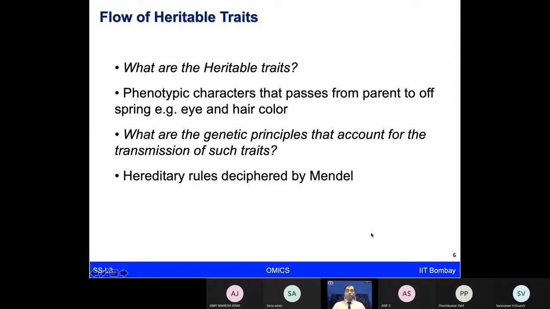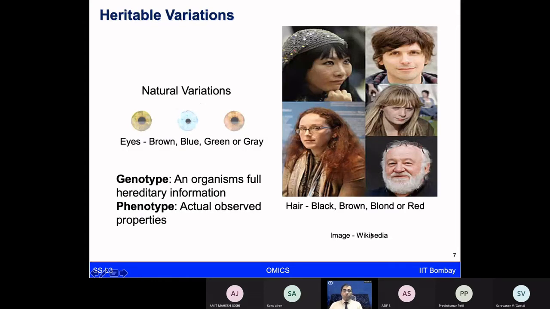To understand these kinds of possibilities, Gregor John Mendel studied the rules of heredity, and based on some very simple and elegant experiments, he made some observations which are still the underlying foundation of the field of genetics. If I just highlight some of these characteristics here, there are different types of eye colors, from brown, blue, green, or gray, and also the hair color or the type of hair, sometimes curly, sometimes straight. Many of these are what we see for the same phenomenon. These are heritable variations.